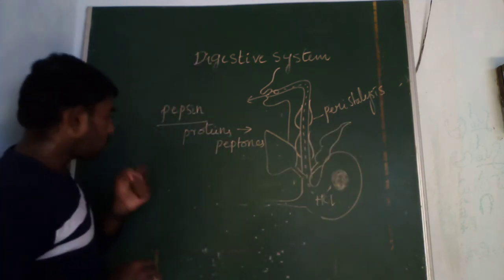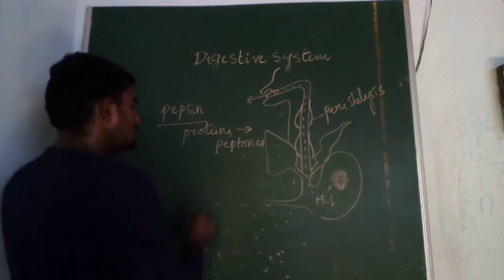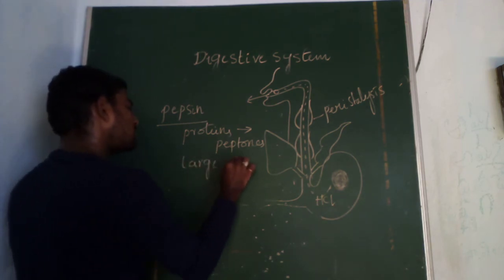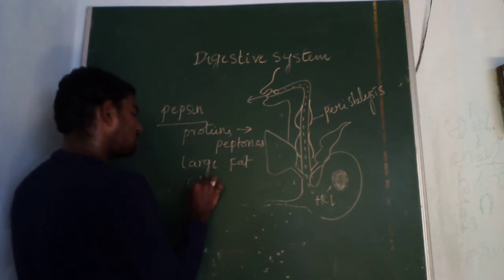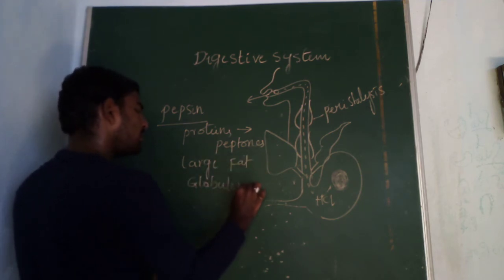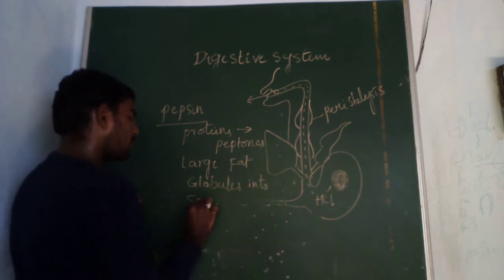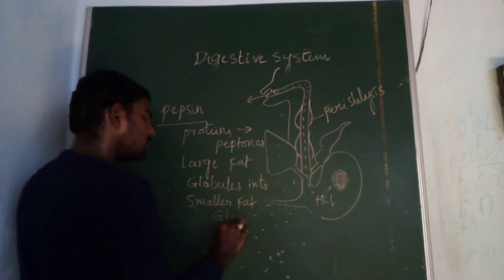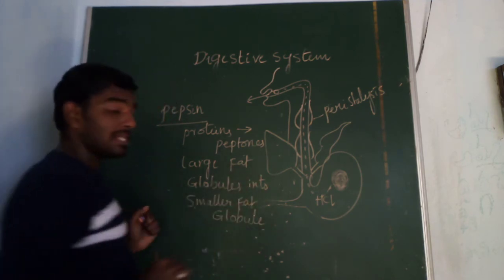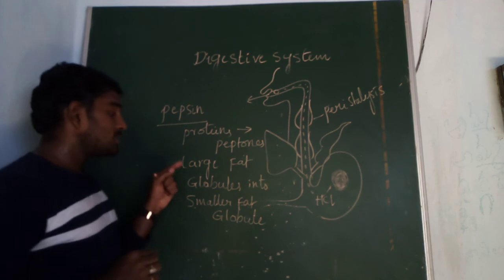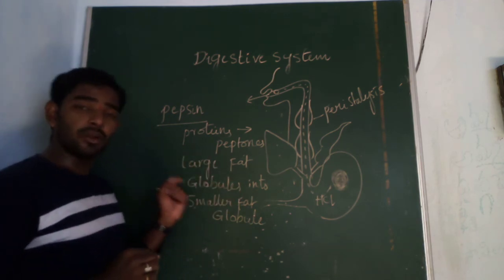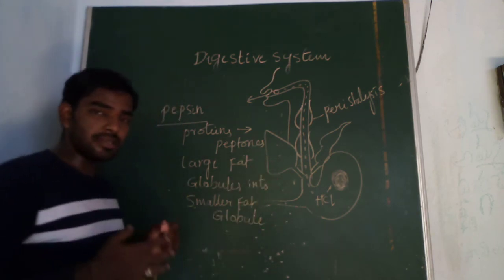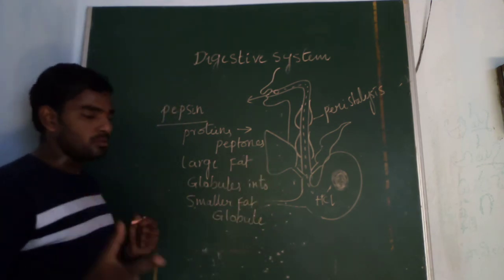What is the use of this bile juice? It converts large fat globules into smaller fat globules. This process is called emulsification. The conversion of large fat globules into smaller fat globules is called emulsification. This is done by the release of bile juice from the liver.